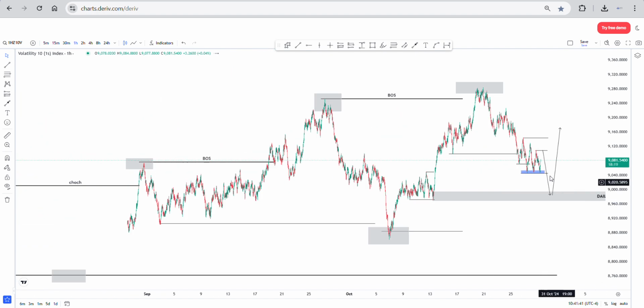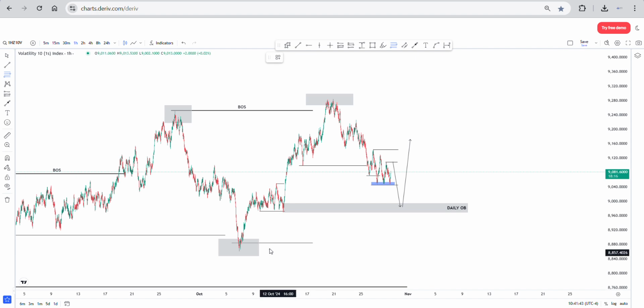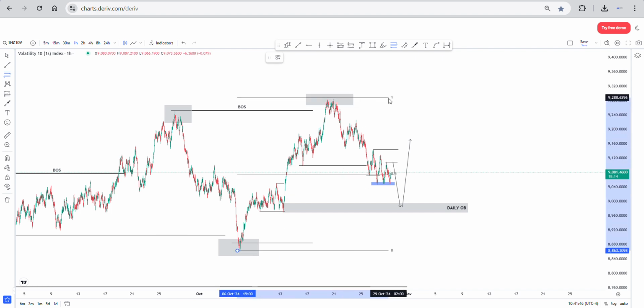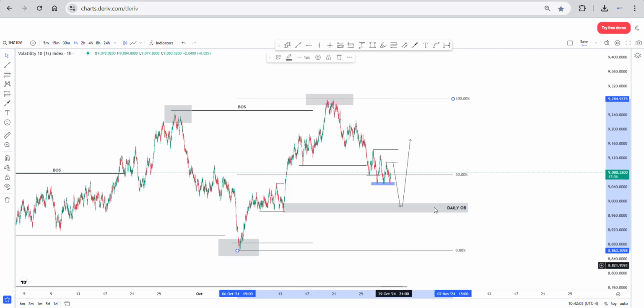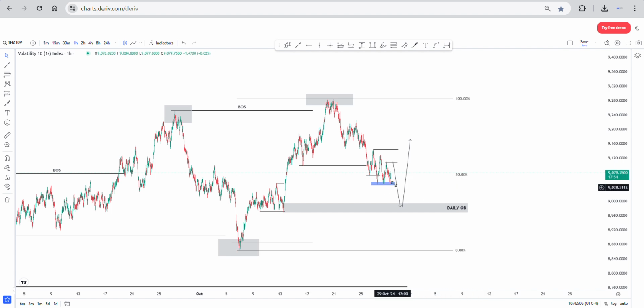So I'm still waiting for a buy. From this low to this high, below the 50%, let me use the 50 percentage. Let me change the settings to percentage. So 50%. Below the 50% is where we want to buy from. That is the discount of the range. All right, and right in discount, we find this order block which has not been mitigated. So that is where we are waiting to take our buy position from.